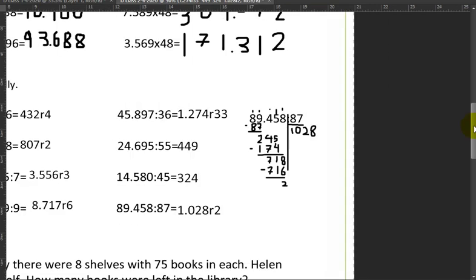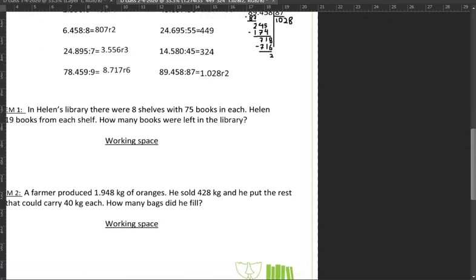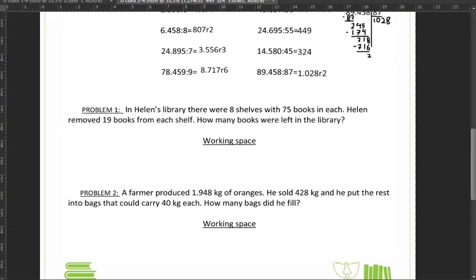I saw a problem down there. I saw 2 problems down there. So let's move on to the problems. Problem 1 says, in Helen's library, there are 8 shelves with 75 books each. Helen removed 19 books from each shelf. How many books were left in the library?